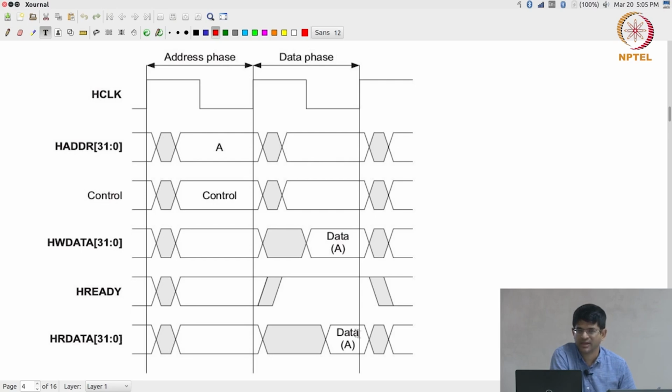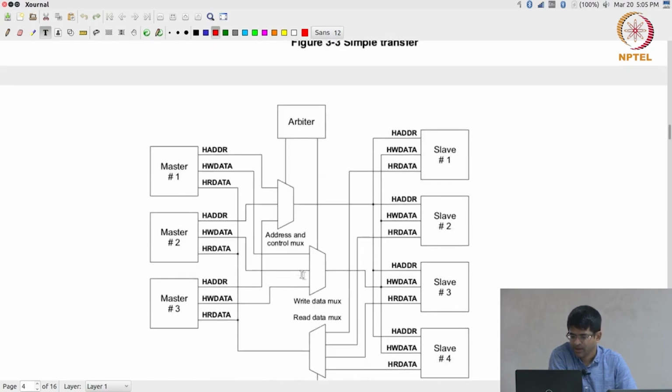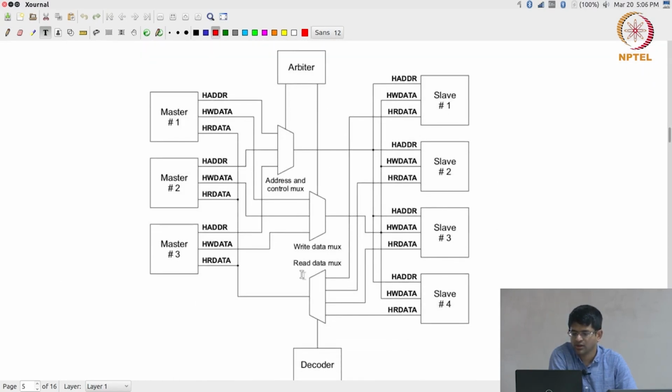In other words, if the master is trying to read, then it would look at HRDATA. If the master is trying to write, the slave needs to capture the value of HWDATA. Either way, only if the slave has asserted HREADY, that is, made it equal to 1, does this transaction complete successfully. What exactly does that mean? We will get to that in a moment. What happens if the slave is not ready at a given point in time? But before that, let us quickly look at what the structure of the bus would look like internally.